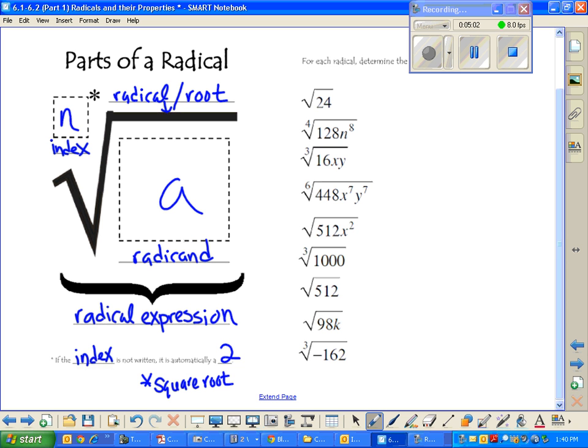Like in your warm-up. Square root of 4. We didn't write the index. The index was 2.